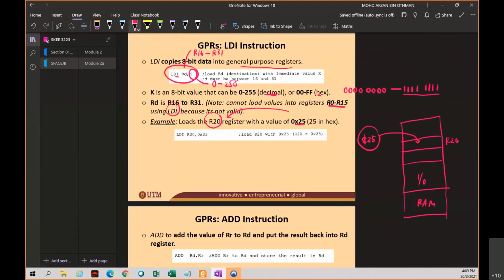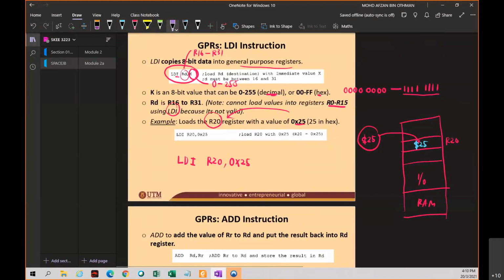How to do that? Macam mana kita nak buat? Okay, so we can use the LDI instruction. So LDI, what is the destination register? R20. What is the value that you're going to put? 0x25. Okay, after you execute this instruction, what happens is, okay, nombor 25 ni automatically stored to R20. Okay, so this is how the LDI works.